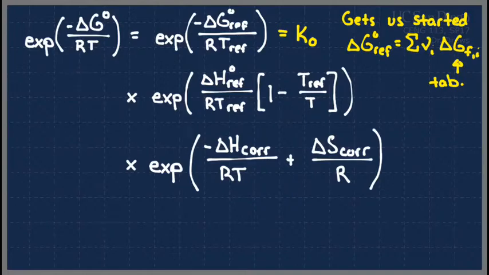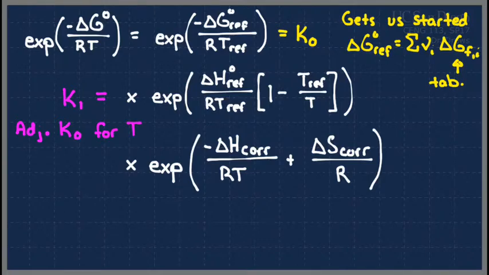The next one that's on here, this one, that exponential term is usually defined as K1. And what K1 does is adjust K0 for some temperature.